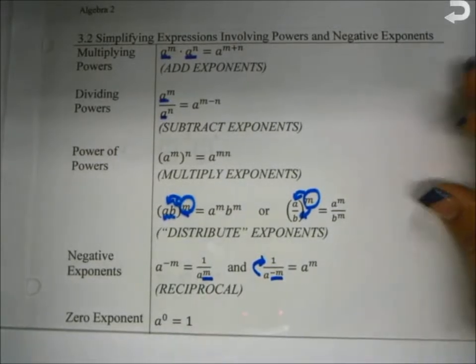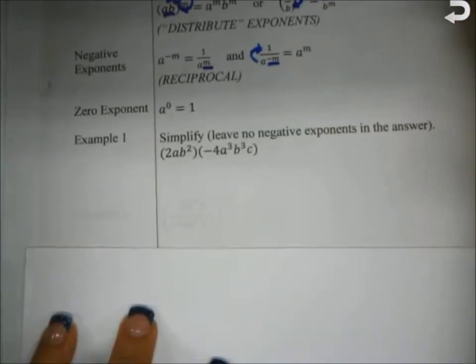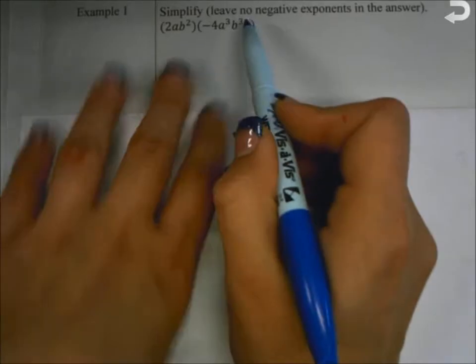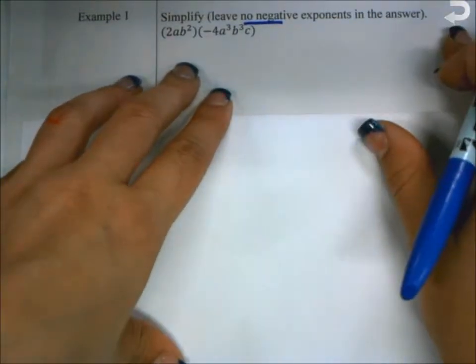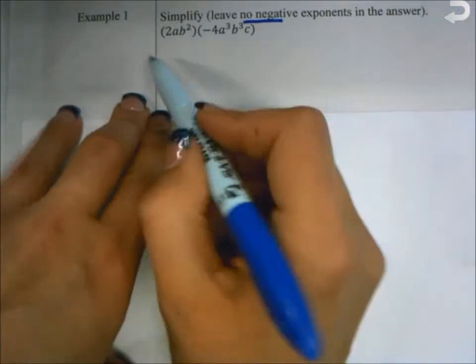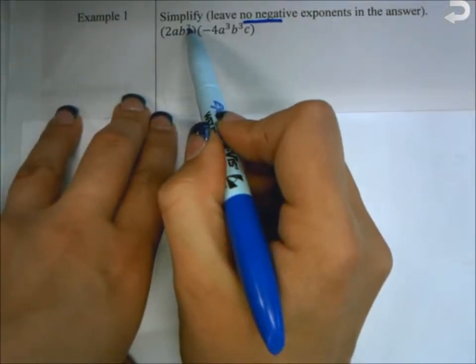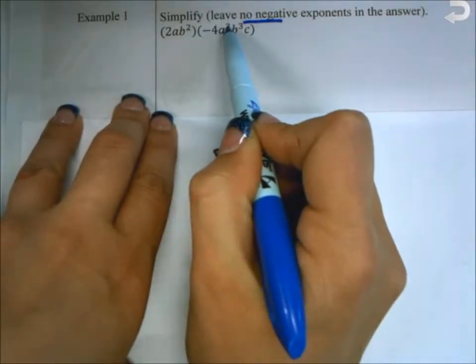So let's start looking at some of the examples. Whenever we are simplifying exponents, we want no negatives in the answer. So we have to make sure that all exponents are positive. So in example 1, I have 2ab squared times negative 4, a to the third, b to the third, c.